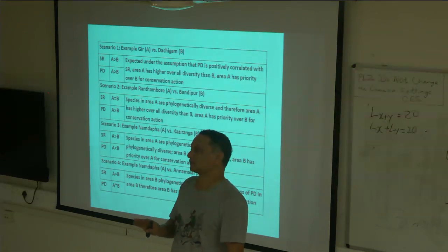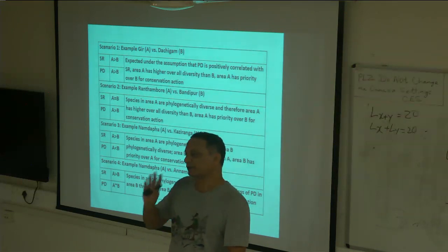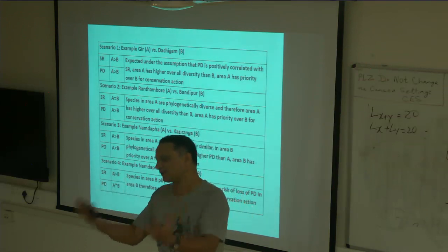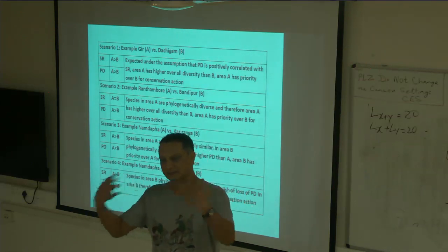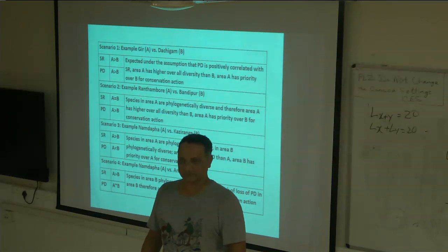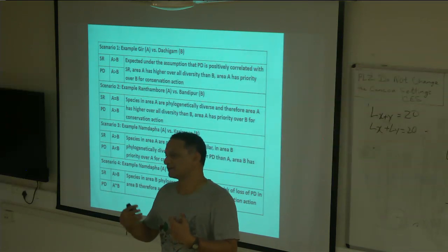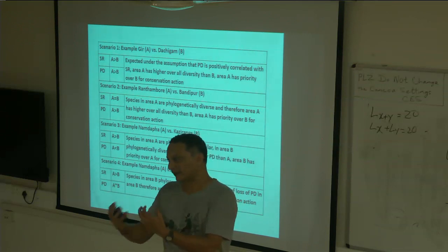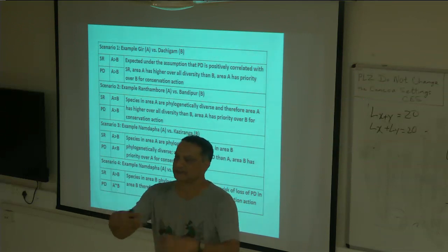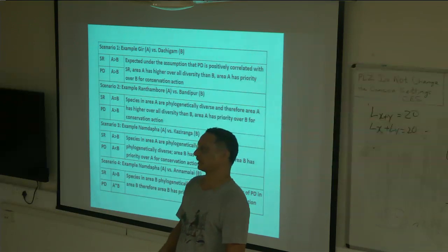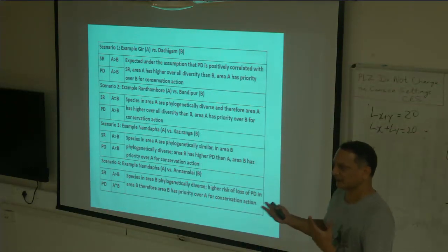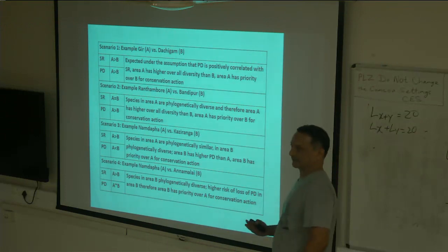So when you are comparing PDs, it should be areas that are actually comparable, in the sense of the same habitat, the same biogeographic zone, and then you are looking at multiple areas within that zone. Then it's okay. But this was just to illustrate the point that PDs can be very different.